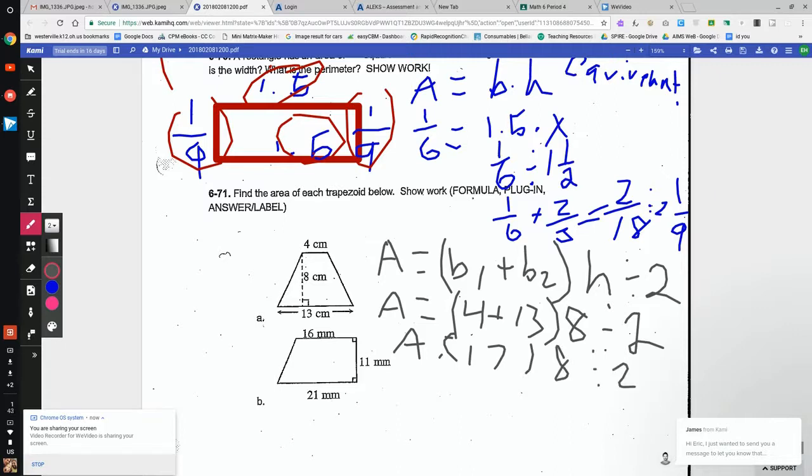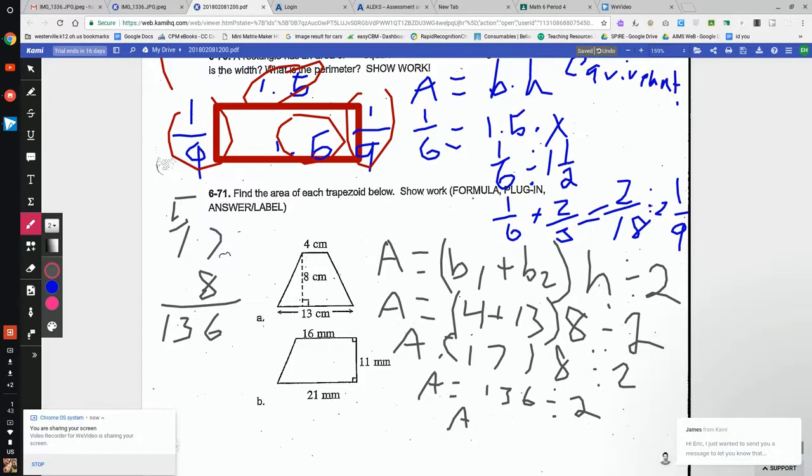We need to figure out what 17 times 8 is. 8 times 7, 56, I believe. 8 times 1 plus 5 is 136. So we take that area equals 136 divided by 2. So what's half of 136? Your area equals 68 centimeters squared.